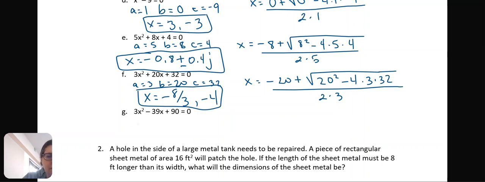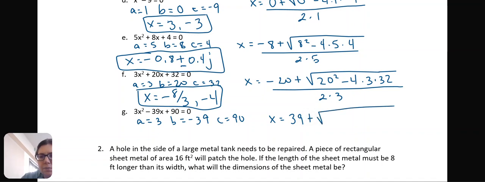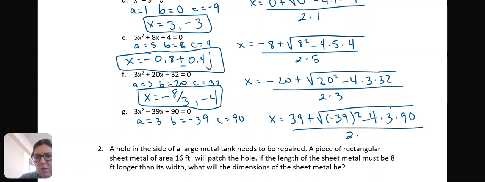Okay, last one of these. A is 3, B is -39, C is 90. Opposite of B would be a positive 39. Square root of -39 squared minus 4 times 3 times 90, all over 2 times 3.